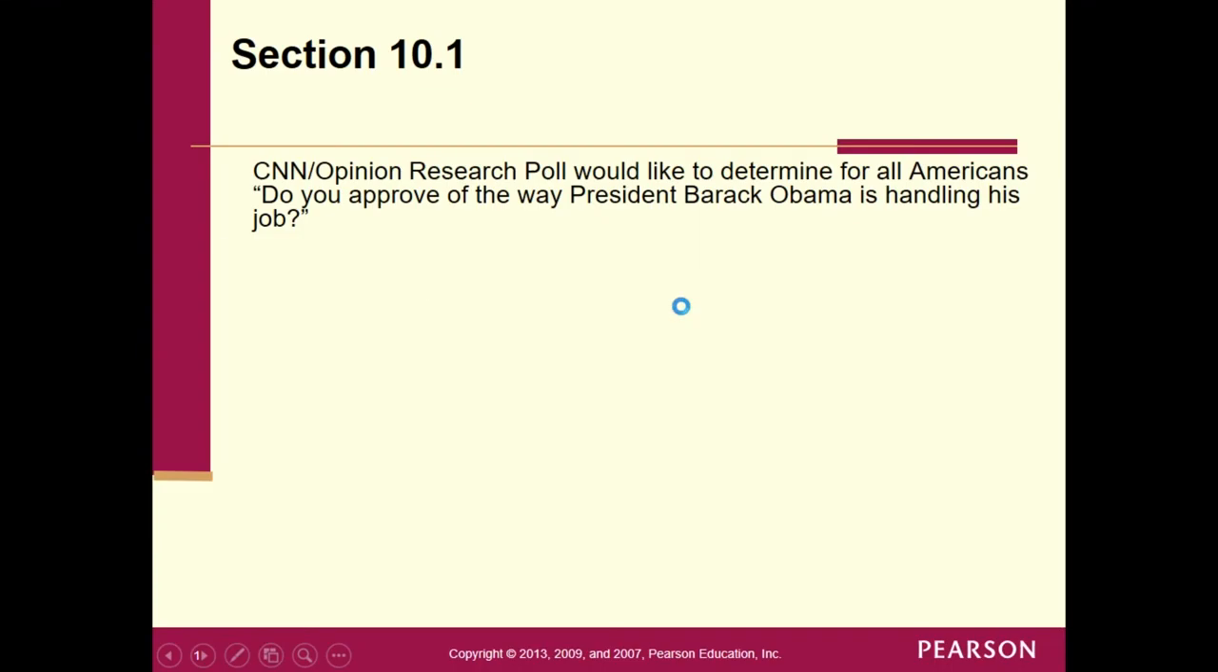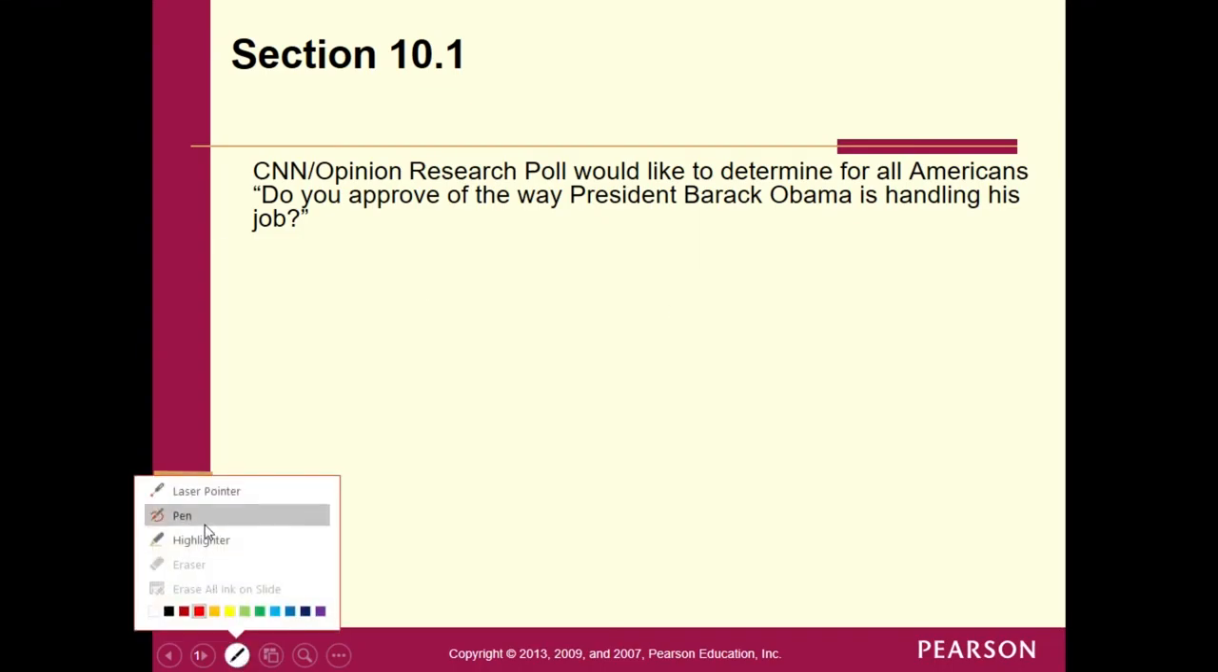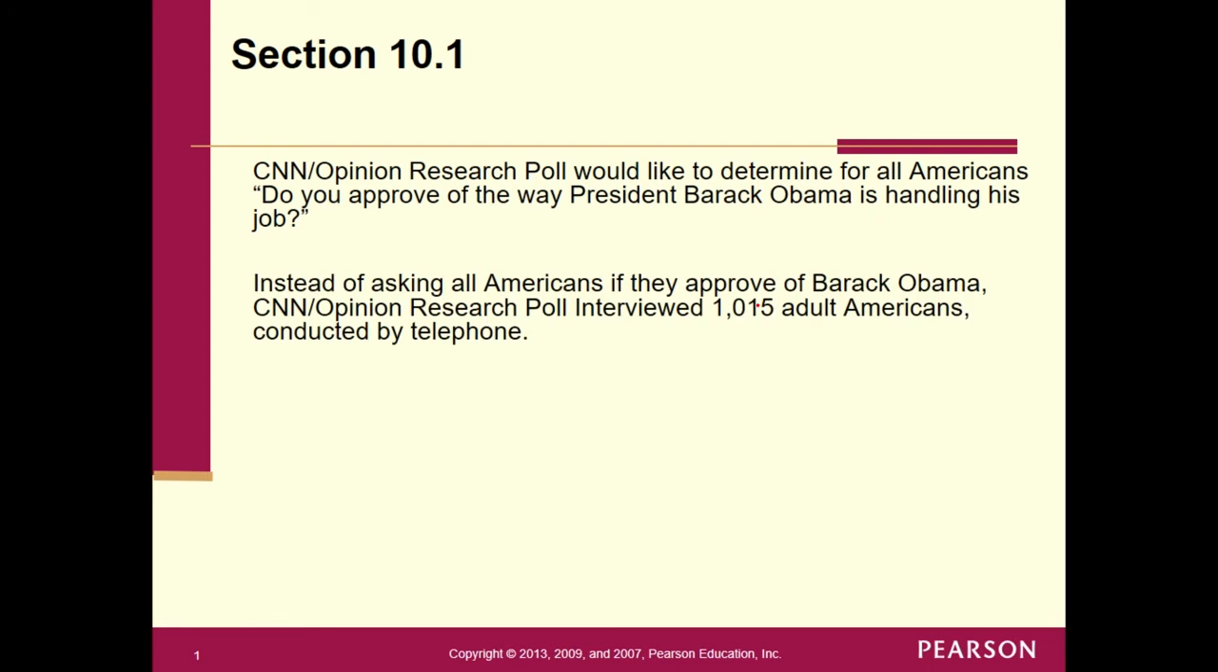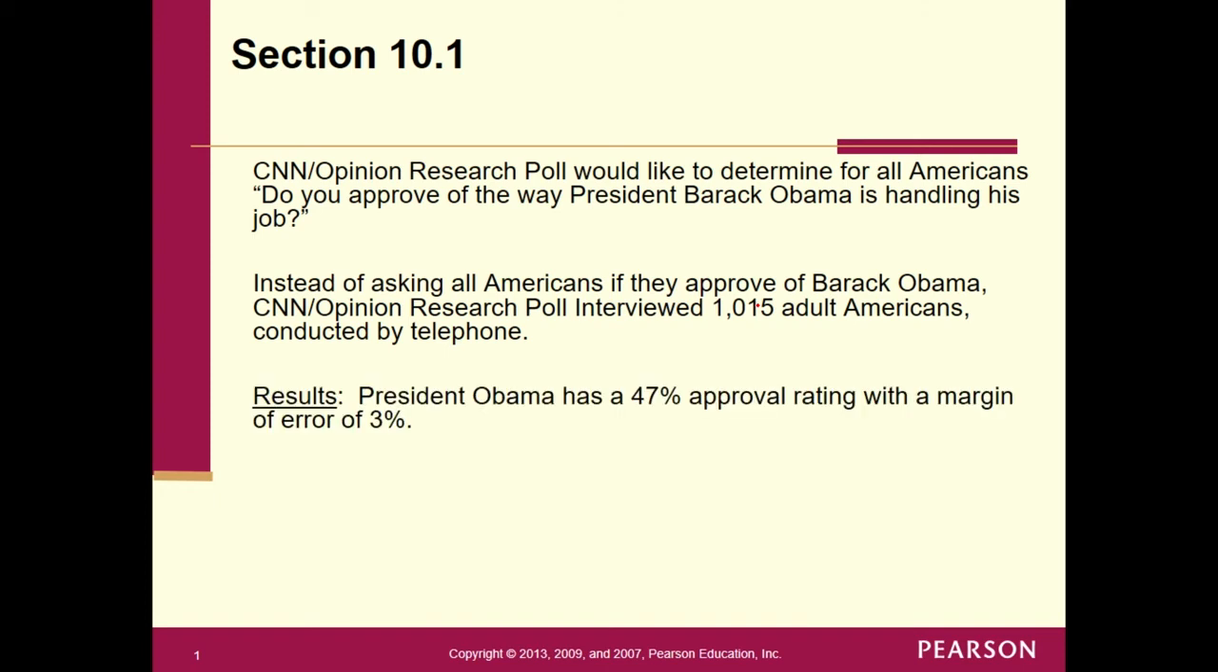Good day, stat students. So today we're going to go over section 10.1, and let's say that CNN does some sort of poll to determine the approval rating for Barack Obama. So we'll go back a couple of presidents, right? And so now we know this, instead of asking all Americans if they approve of President Obama's job, what he's doing with regards to the presidency, meaning we're not going to take a census, right? We're not going to take a census. We're unwilling to do that. So what are we going to do? We're going to take a look at 1,015 adult Americans and hopefully do it as randomly as possible.